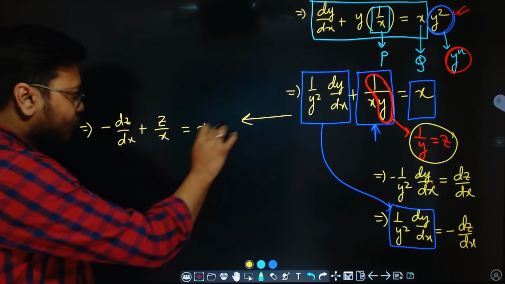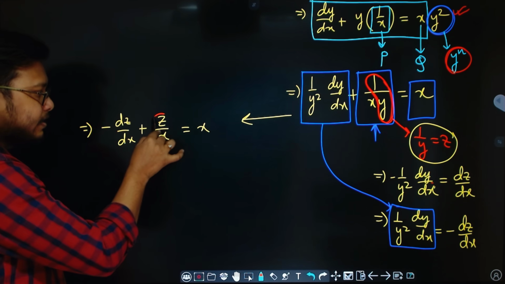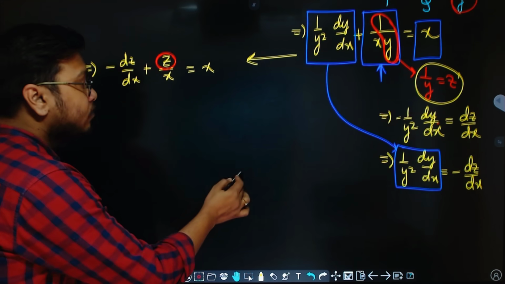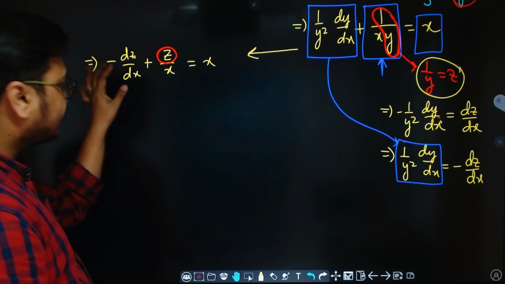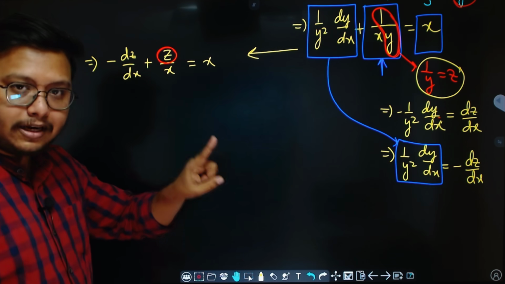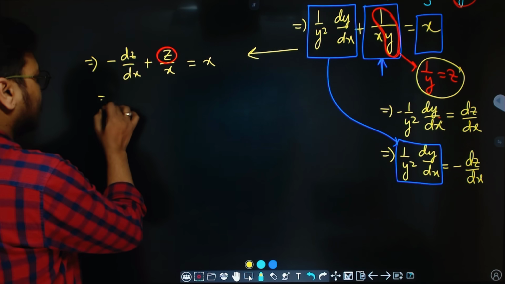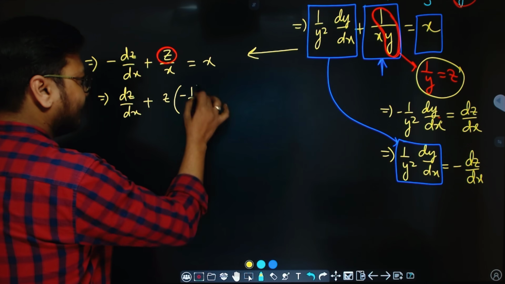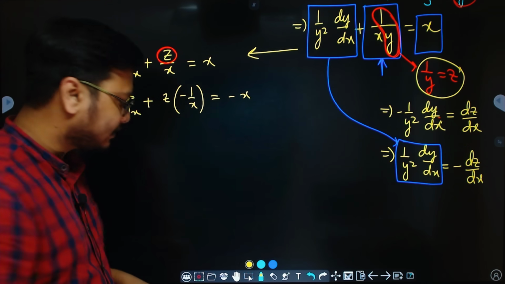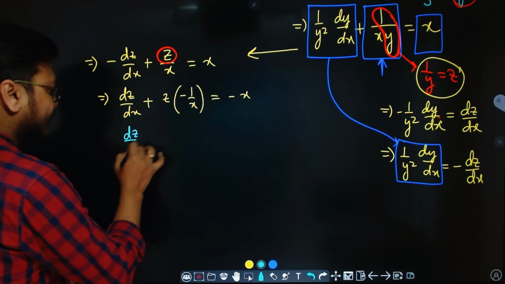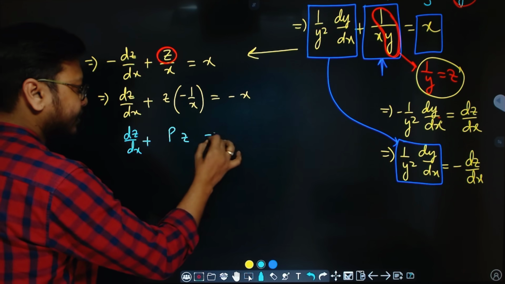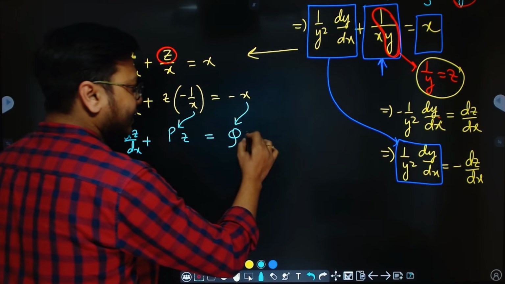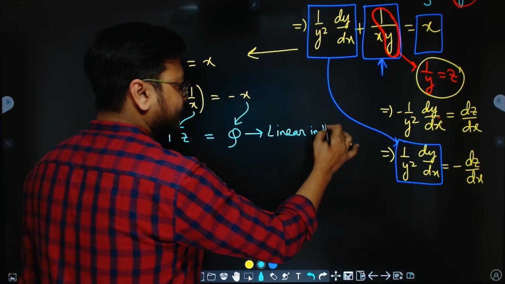Okay, now if you observe, this has become linear in z. But remember that you will call this linear in z once the coefficient of the derivative is strictly 1. Here the coefficient is minus 1. So let's get rid of the minus sign. So dz/dx plus z into minus 1 by x equals minus x. I've multiplied with a minus term. Now you can see this is of the format dz/dx plus pz equals q. So your p is this term and q is this term, and this you can say it's linear in z.